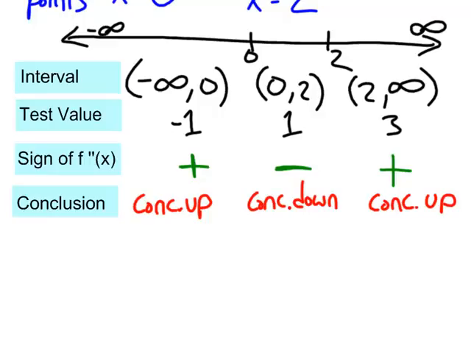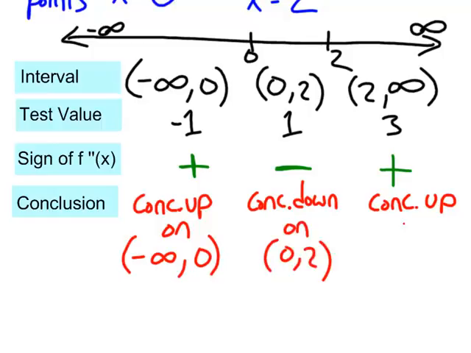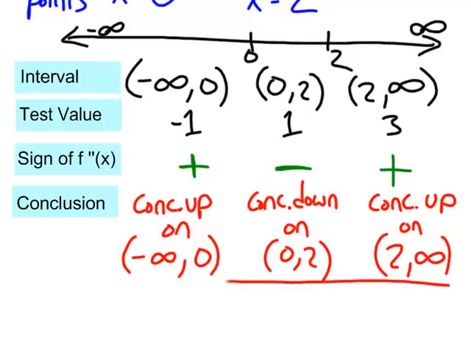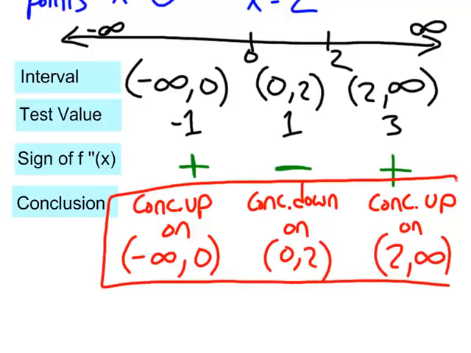And since we were to give the intervals of concave up and concave down, I'll just complete the sentence here. Concave up from negative infinity to 0, concave down on 0 to 2, concave up on 2 to infinity. So that was part of what we were asked to do, discussing the intervals of concavity. And we're also asked to find the inflection points.